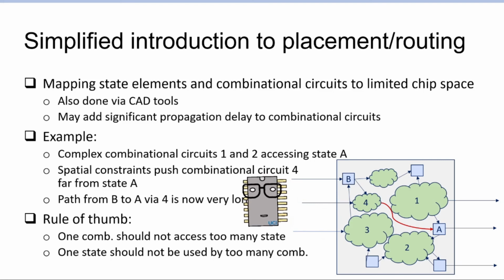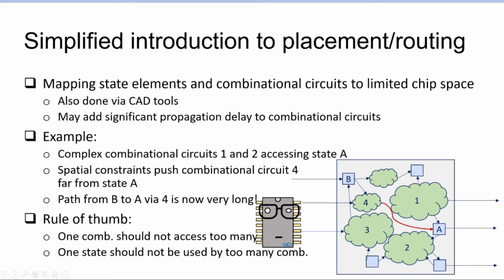But the rule of thumb when we're dealing with these kinds of things is that one combinational circuit should not access too many states, whether it wants to read from too many states or write to too many states. It needs to avoid doing this as much as possible. And of course, on the flip side, one state element should not be used, whether read or written to, by too many combinational circuits, because if a lot of these things have large fan outs, then all of these things need to be grouped together as much as possible by the CAD tool, which could result in these complicated issues.